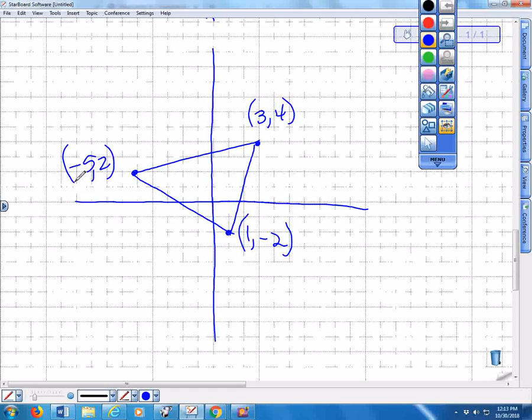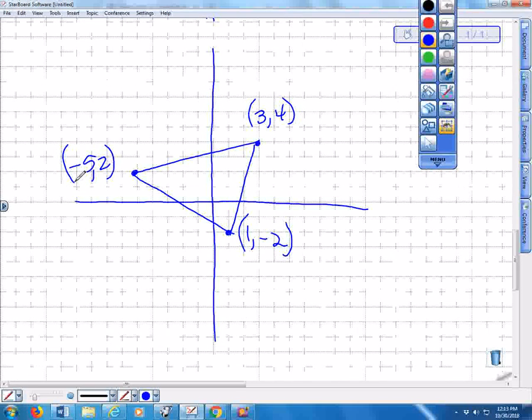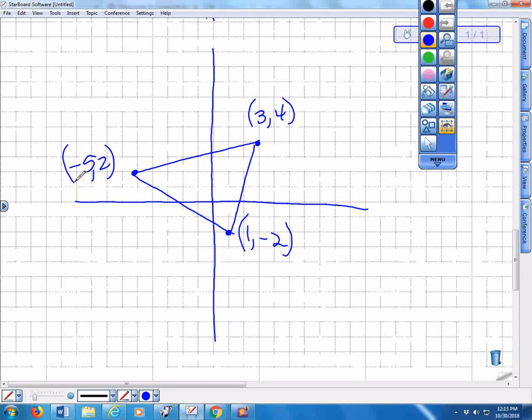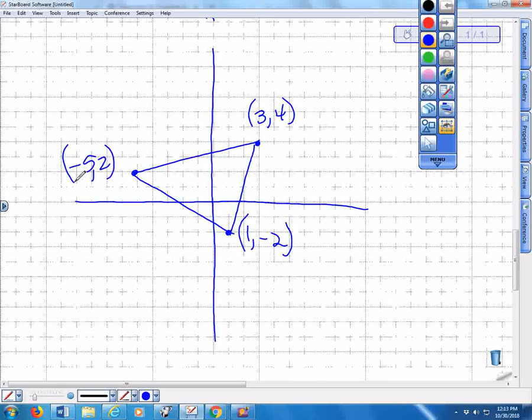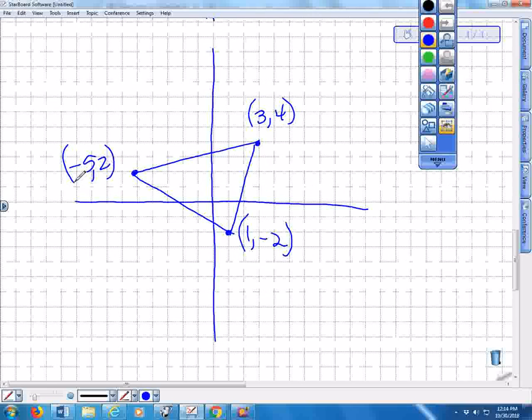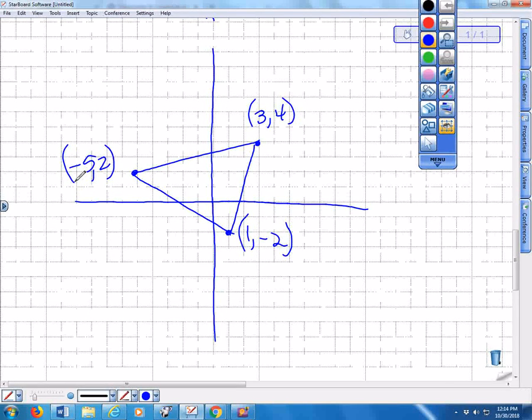Find the midpoint of the three sides. How do I do that if I don't have GeoGebra to tell me what it is? Not the distance. Midpoint formula. What's the midpoint formula? Anybody remember? What is it?